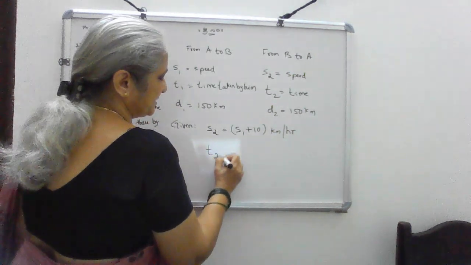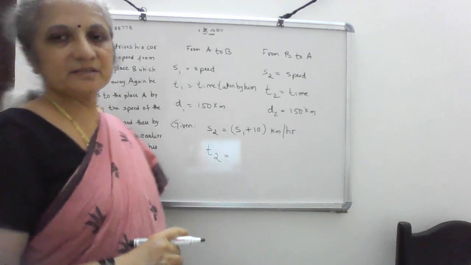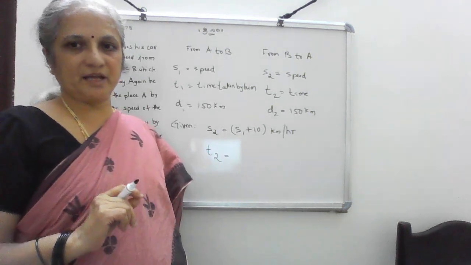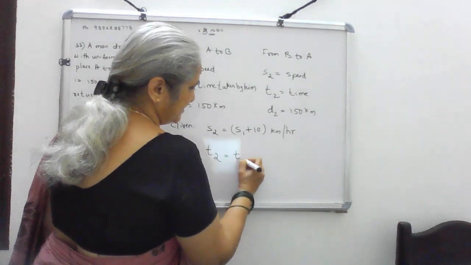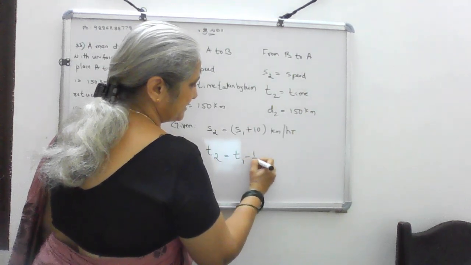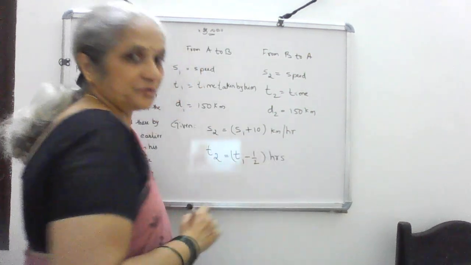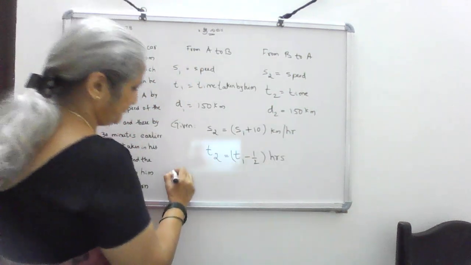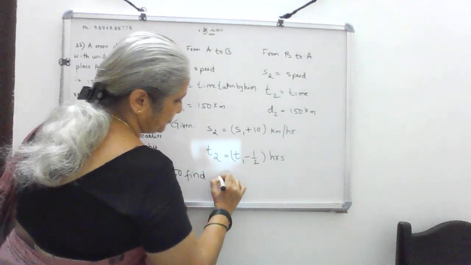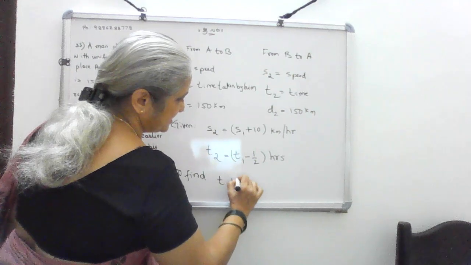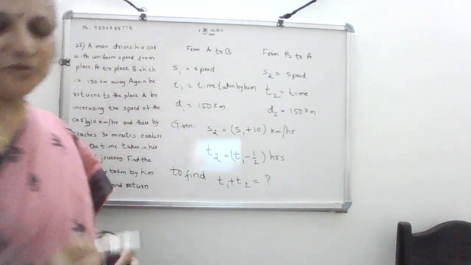And time T2 will be, he will be returning 30 minutes earlier. It means 30 minutes is half an hour. Therefore, we have to write time taken in the return journey as T2 is equal to T1 minus half hours. To find the total time, that is T1 plus T2, how to proceed?